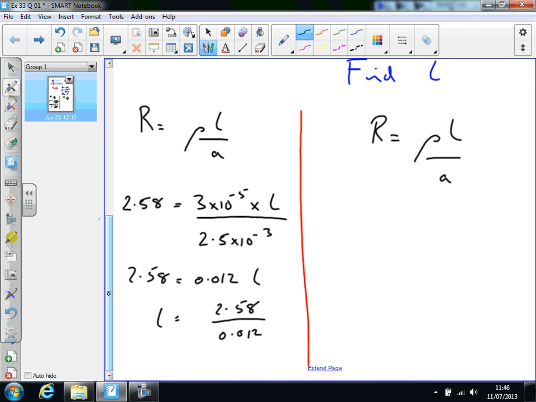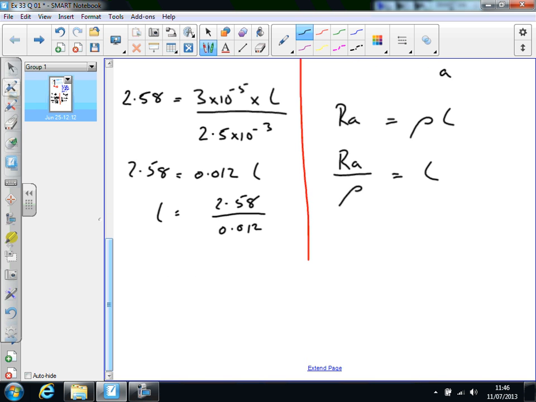So effectively, I'm going to multiply both sides by A to get RA equals rho L, and then I'm going to divide both sides by rho. So RA over rho equals L. So I've got a new formula now to find L. L equals RA over rho. And now I've just put in the values and work out what L is.